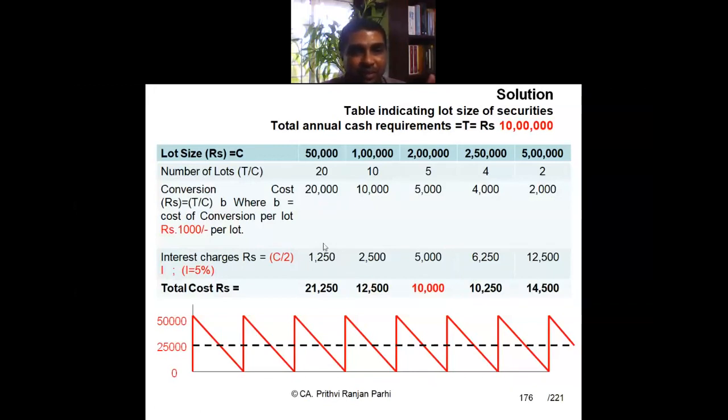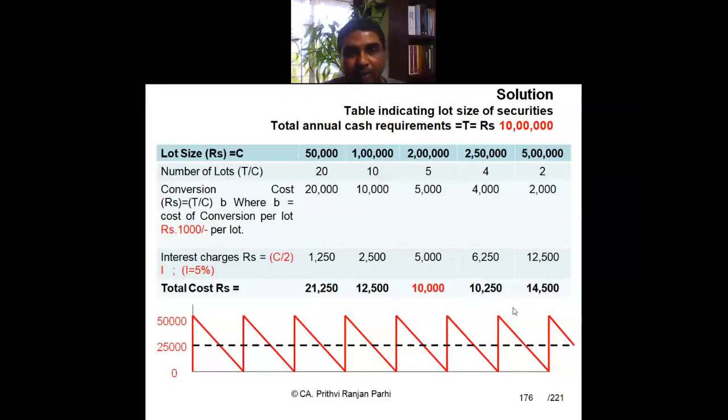50,000, then half of that, 25,000 into 5%. Here it is: 1 lakh divided by 2, that is 50,000 into 5%. This is the interest calculation. What is the total cost? You see, this is my carrying cost, this is ordering cost. Total cost, this plus this, taken together is this.